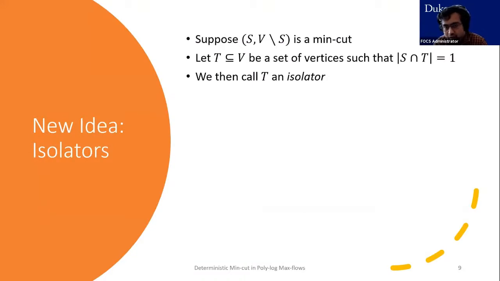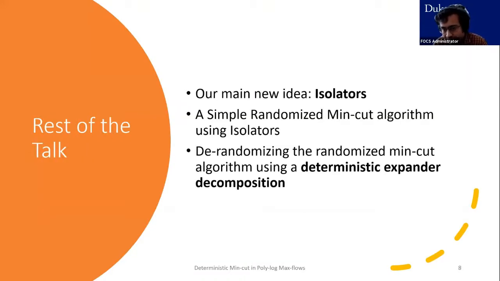So I'll quickly go over our main idea. Our main idea is something called isolators. This is an idea that is possibly useful outside the min cut problem. And in fact, we have been trying to use it for various other problems. So it's worth going over this. And then I'll talk a little bit about how isolators are used in this context.